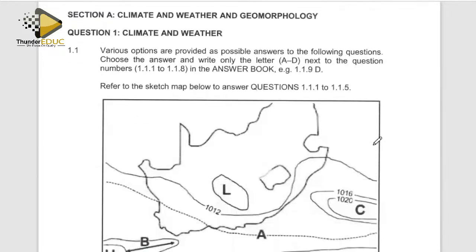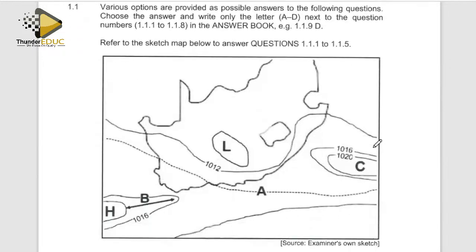Right, our first question on climate and weather, which is question number 1.1, is based on the sketch map which is provided. We'll just try to analyze the sketch map so that we have a better understanding of what is happening on it. This sketch map is showing the Southern African subcontinent, and we have a low pressure cell over the interior, a high pressure on the extreme east, and another high pressure on the western coast of the Southern African subcontinent.